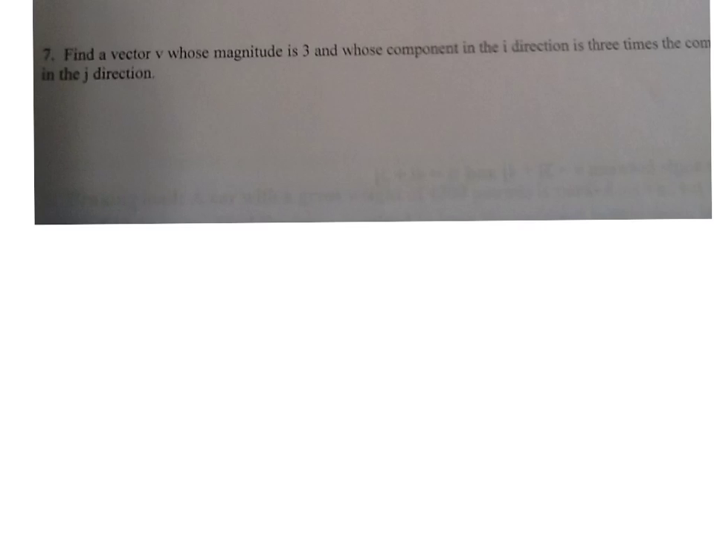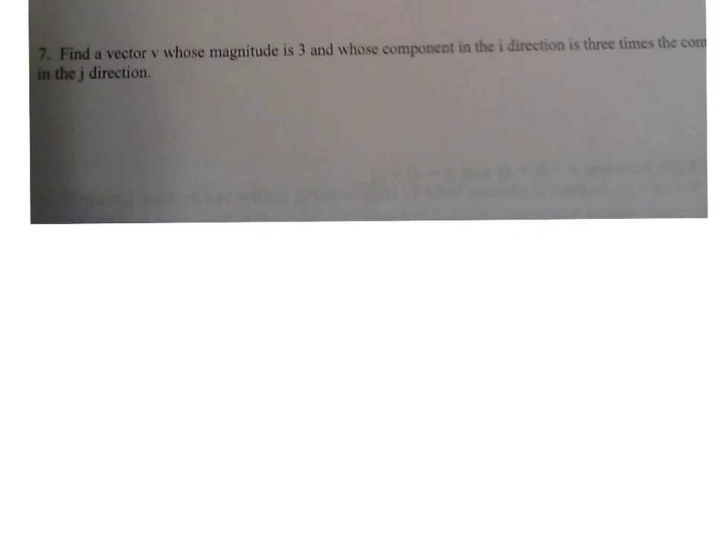Now we're also going to have a couple questions where they might not tell us a whole lot about the vector. They'll just give us some different pieces of information. For example, this next one says, find a vector v whose magnitude is 3, so that means I already know what the magnitude is, and whose component in the i direction is 3 times the component in the j direction. Okay, so I know that the magnitude of v is 3. It's a good starting spot. And all I know is the part in the i direction is 3 times as big as the j direction.